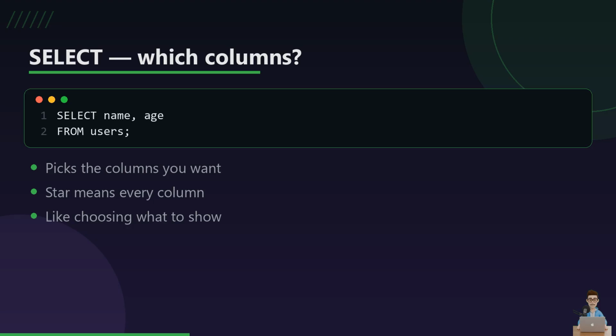Select is you pointing at the columns you care about, like telling a waiter just the 2 dishes you want, not the whole menu. Here we ask for name and age, so the city column simply won't show up. If you're greedy and want everything, you write select star. In short, select decides which columns come back.